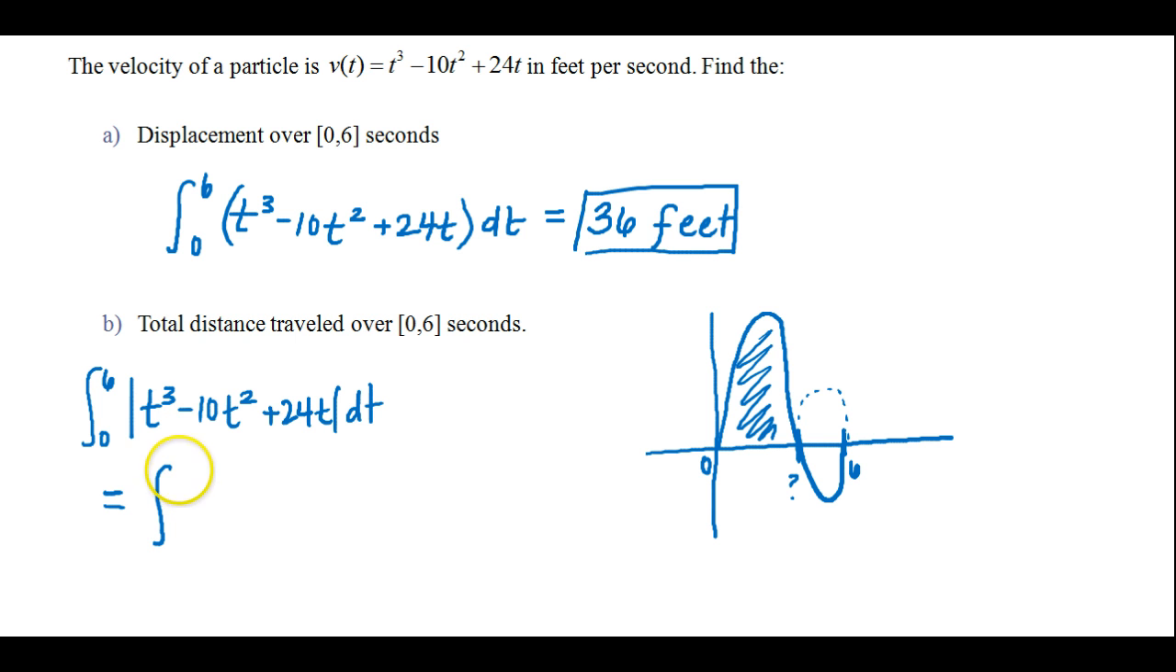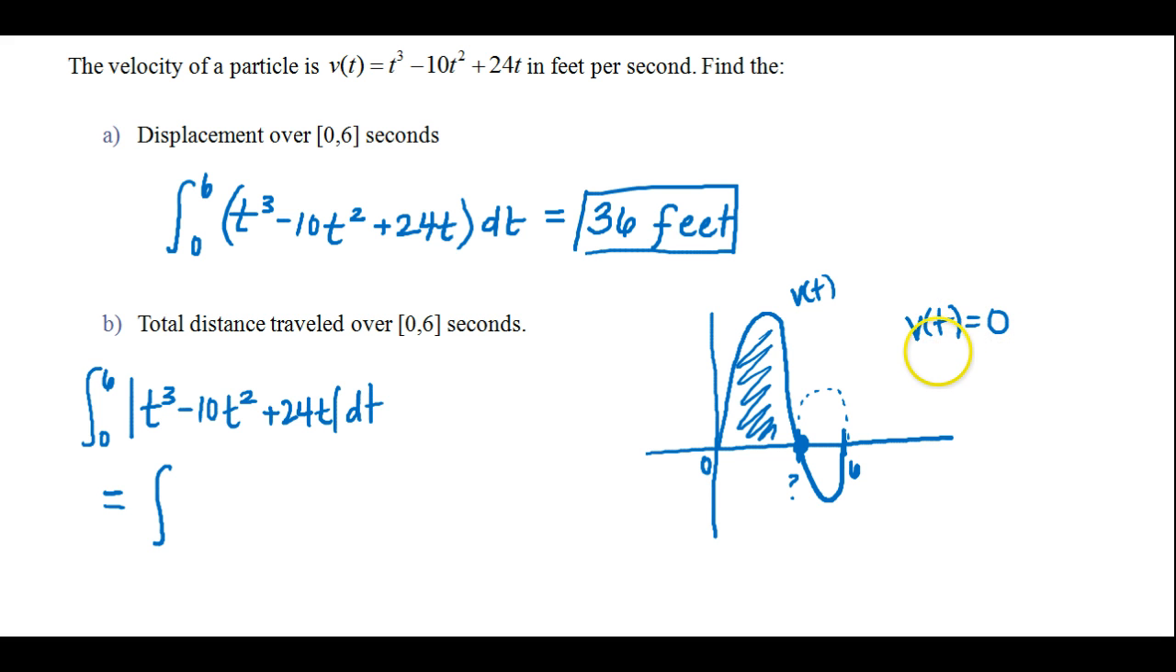So I need to find any place where this function is equal to 0. Because if this function, here's my function v of t, is ever equal to 0, then it either touches the x-axis and bounces off of it, or it crosses the x-axis, and that's where I may potentially have negative area. So I need to be safe about it. I need to find any place where this velocity function, v of t, equals 0.